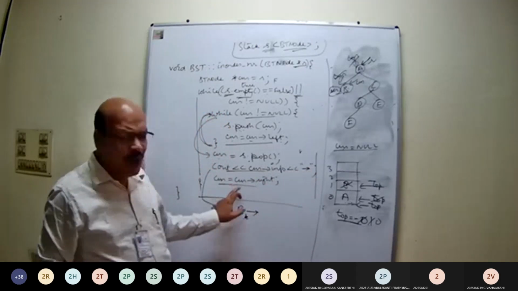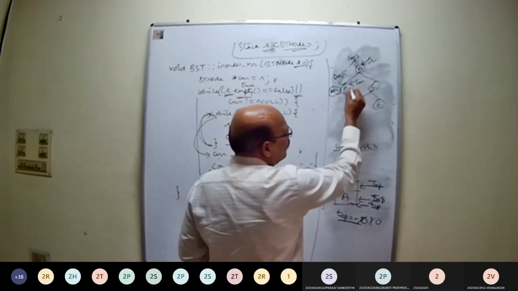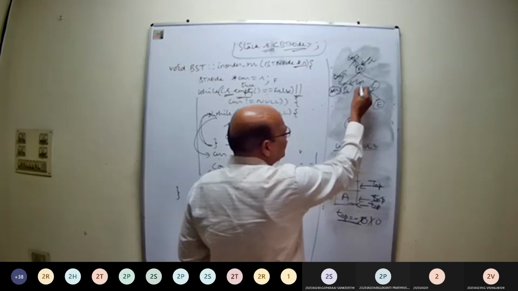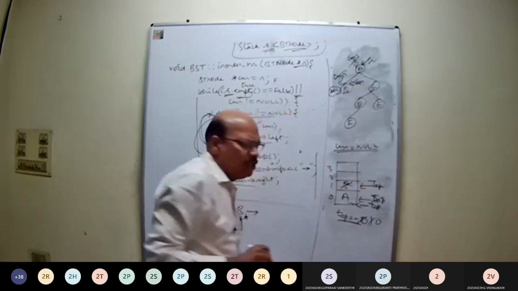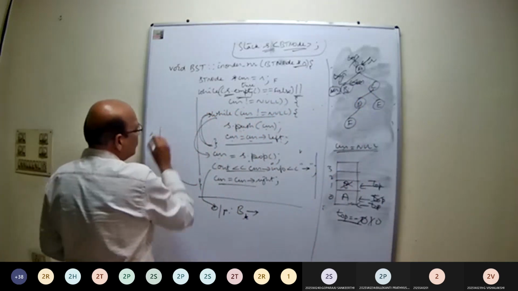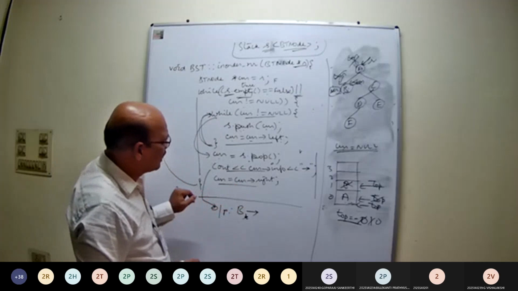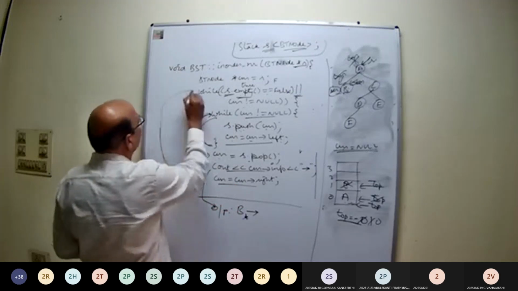And then you see CUR is equal to CUR right. What is CUR right? CUR is pointing to B. B, does it have a right chain? No. Once again, CUR will become null. So once again, you will go back. Where will you go back? Once again, you will go back here.